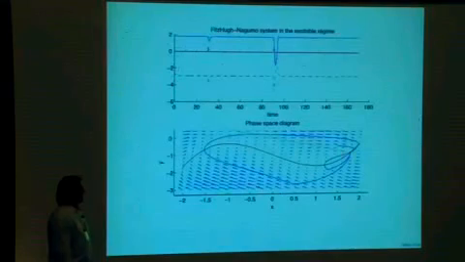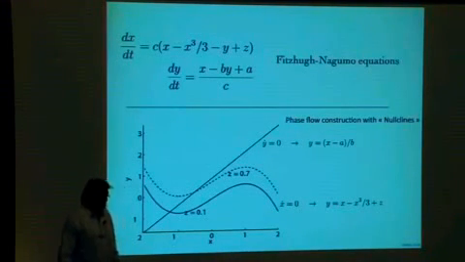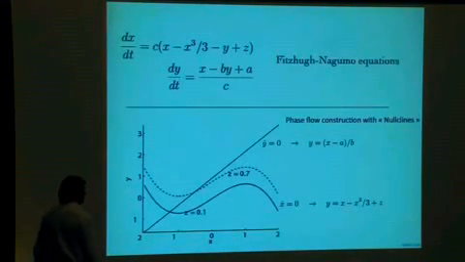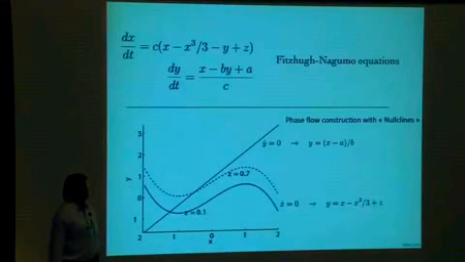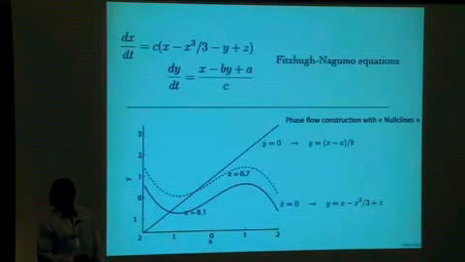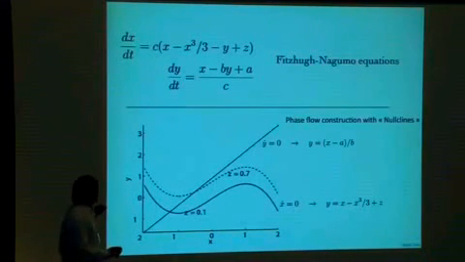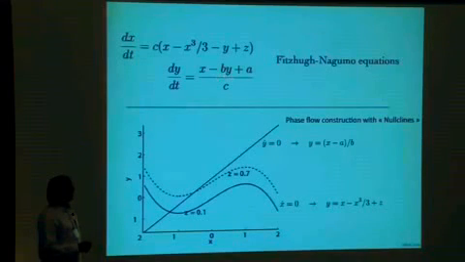I'm showing you two more flows to illustrate what kind of behaviors we can observe, along two neurally relevant systems. One is a very simplified model of a single neuron, called the FitzHugh-Nagumo system, the mathematics you have here. And let's construct the flow out of this.